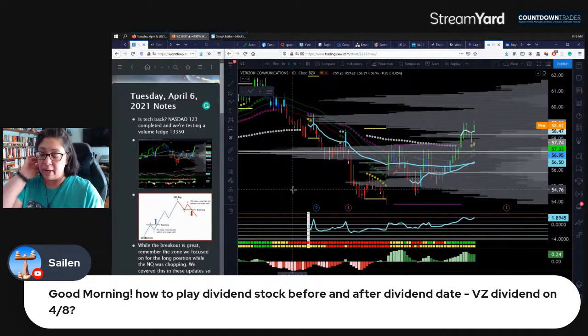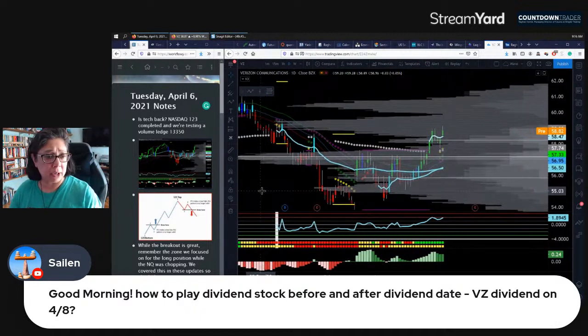The context is, what's the structure of the market? Am I in an uptrend? Am I in chop? So as a general sort of knee-jerk reaction, before dividends, we'll typically see a ramp up. And then after dividends, we'll typically see a little bit of a sell-off. But that's more like a tendency. It's not a guarantee, of course.